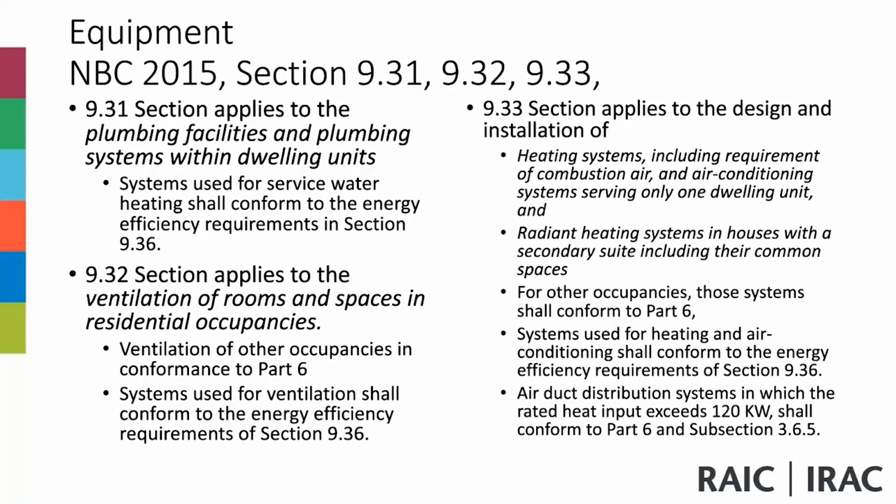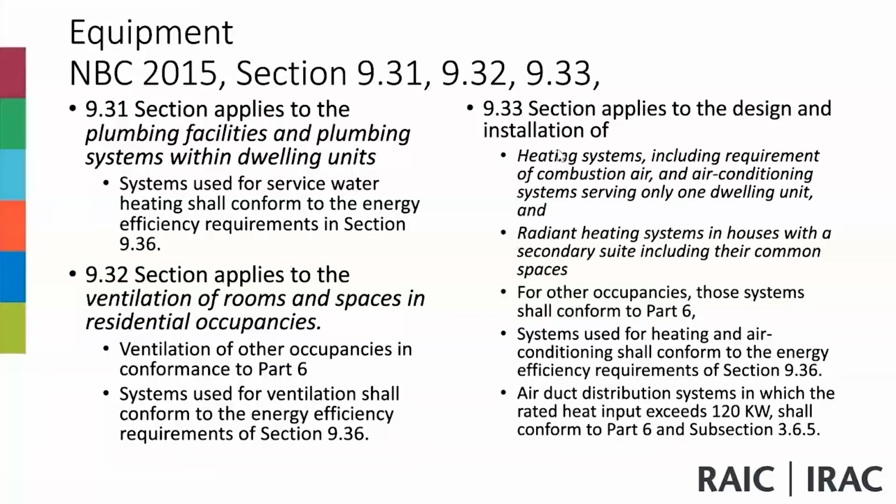933 section applies to the design and installation of heating systems, radiant heating systems, when they're serving only one dwelling unit or houses with a secondary suite, including their common spaces. For all other occupancies, the heating system designs and air conditioning systems need to conform to part 4. The heating and air conditioning shall conform to the energy efficiency requirements of 936. And air duct distribution systems in which the rated heat input exceeds 120 kilowatts shall conform to part 6 and subsection 3.6.5.